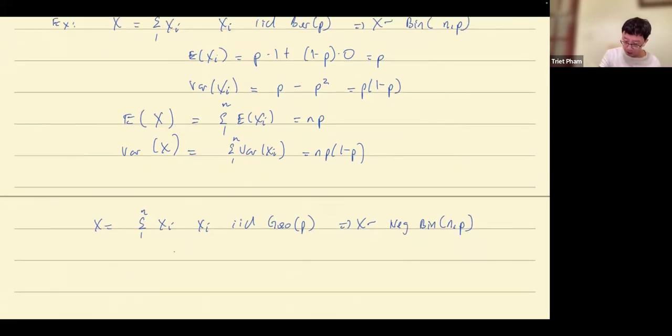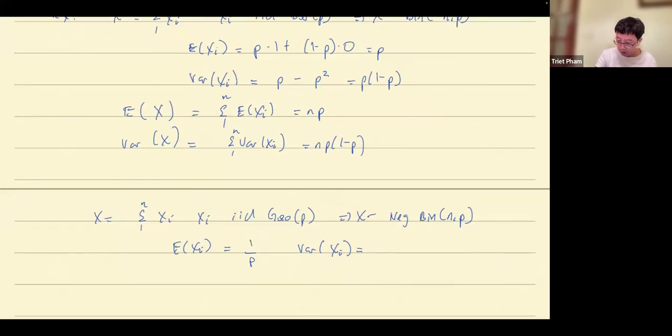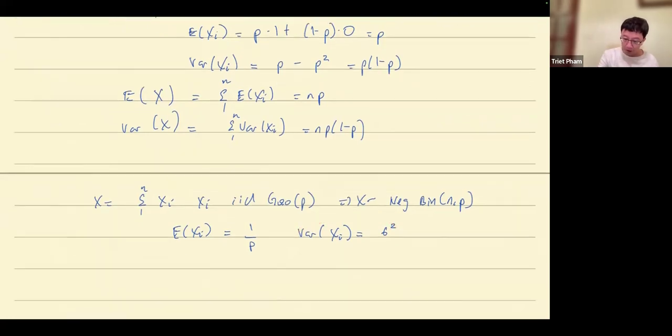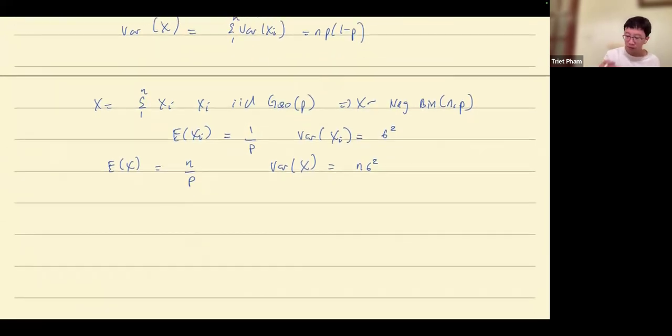And then again, the expectation of a geometric random variable is 1 over p. The variance is whatever. I think it's 1 over p, 1 minus p, whatever. But let's just put a sigma squared here as a placeholder. We will calculate this when the time comes, and then after that, we're going to memorize it. But whatever it is, the expectation of x will be n over p, exactly following the same kind of calculation. And the variance of x is n sigma squared, whatever this sigma squared is, for exactly the same calculation. Any question?